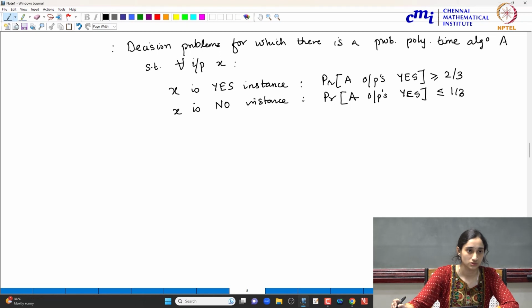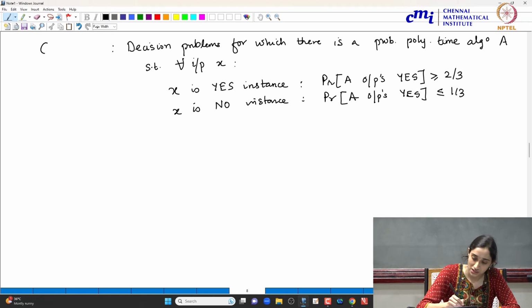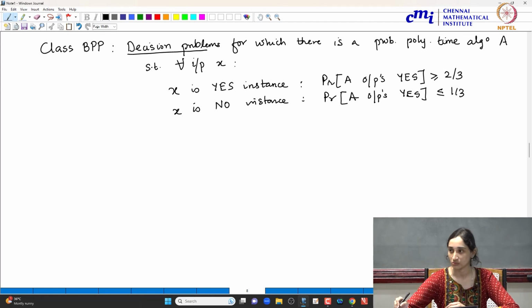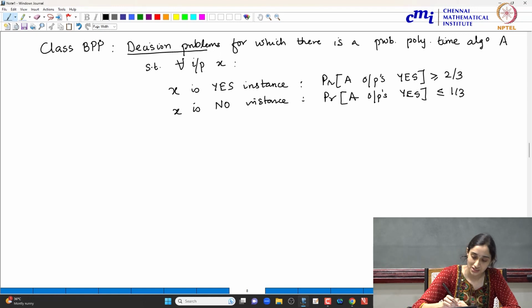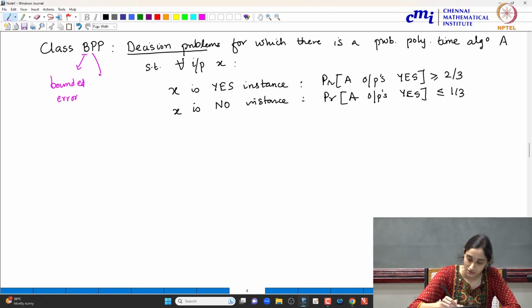Something good. So this is called the class BPP: all decision problems for which such an algorithm is known. This is bounded error. The error is bounded by a constant. This is probabilistic. The algorithm has some probabilistic feature, and it is polynomial time.